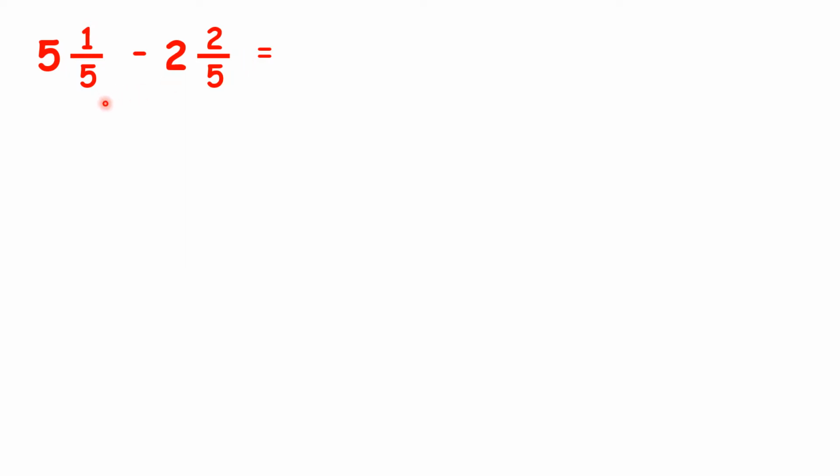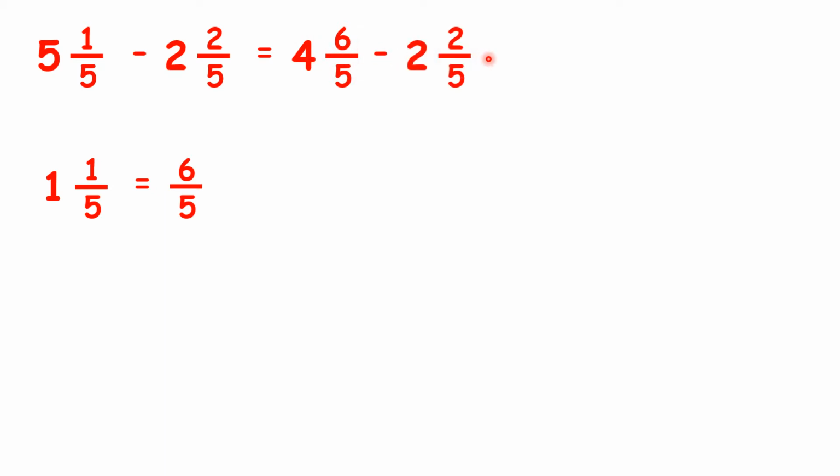Now here's what we do instead. Rather than taking away 2/5 from 1/5, we can take 2/5 away from 1 and 1/5, and as an improper fraction, 1 and 1/5 is the same as 6/5. So now we can write 4 and 6/5 minus 2 and 2/5.